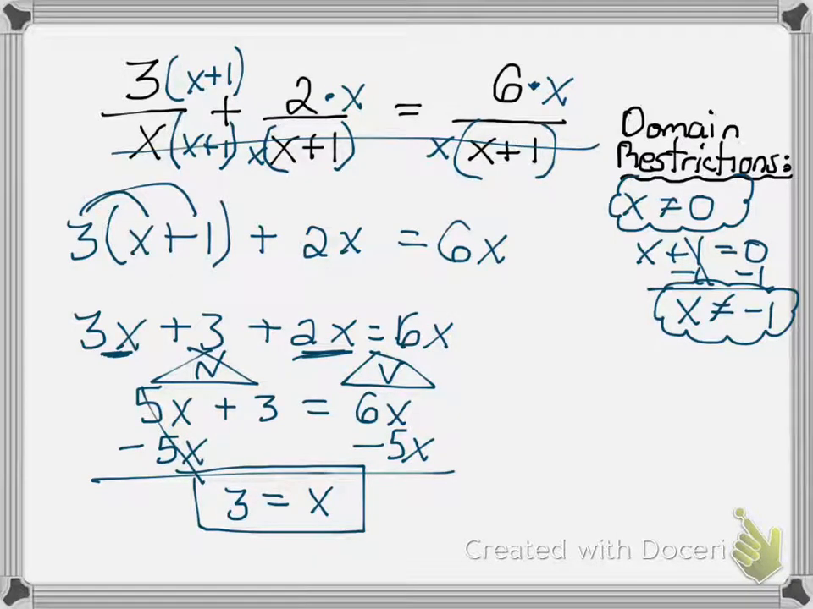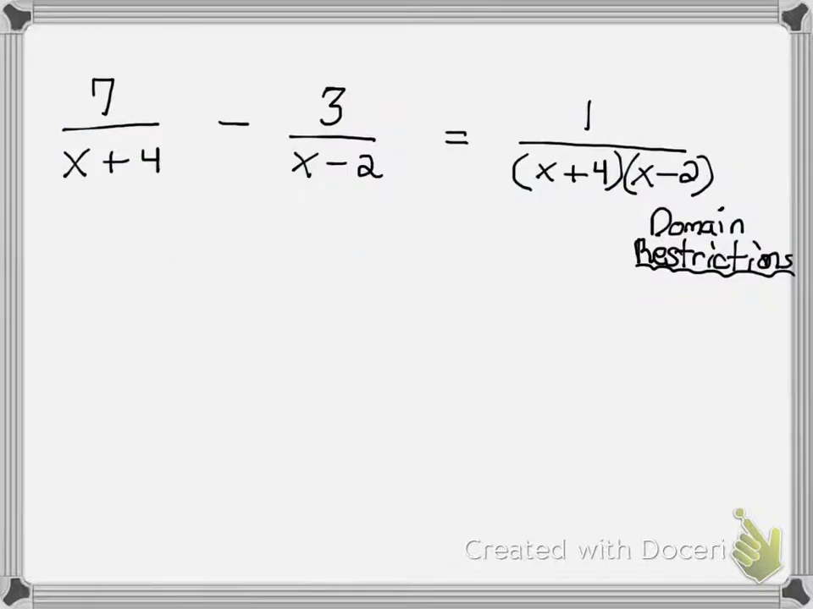My second example of solving rational equations with operations. All right, in this example, like I said, the first thing you always do, find your domain restrictions. So looking at my first denominator, I'm going to set that x plus 4 equal to 0 to solve for x. Subtract 4, and that will give me negative 4.